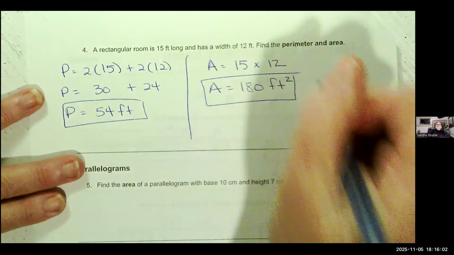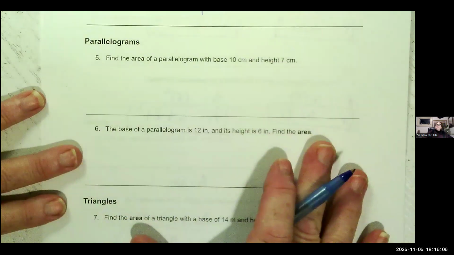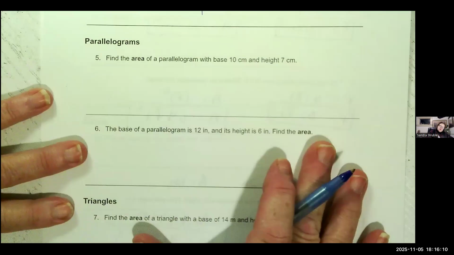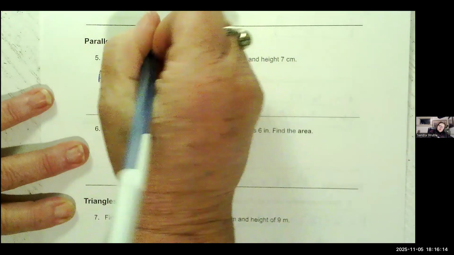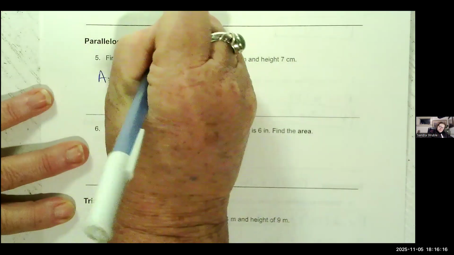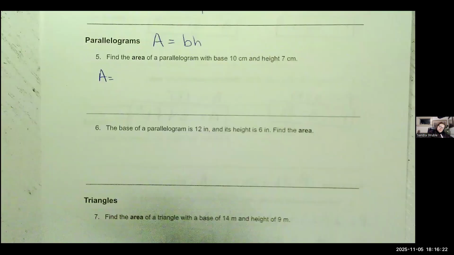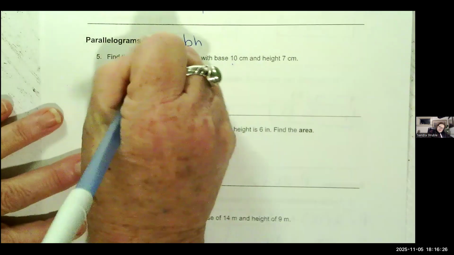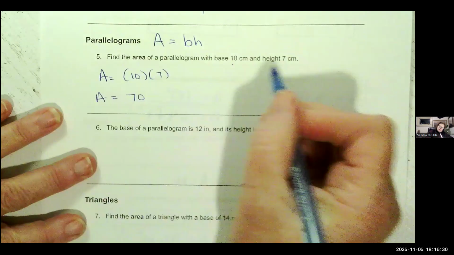Now with parallelograms: find the area of a parallelogram with a base that's 10 centimeters and a height that's 7 centimeters. The area is base times height for a parallelogram, or length times width, however you want to think of it. Pause the video, attempt this one yourself, and come back to see how you did. So 10 times 7. The unit is centimeters, and this is area, so we have to square it.